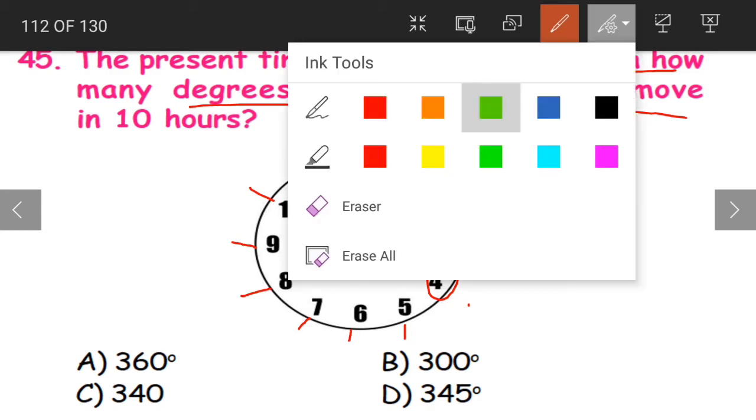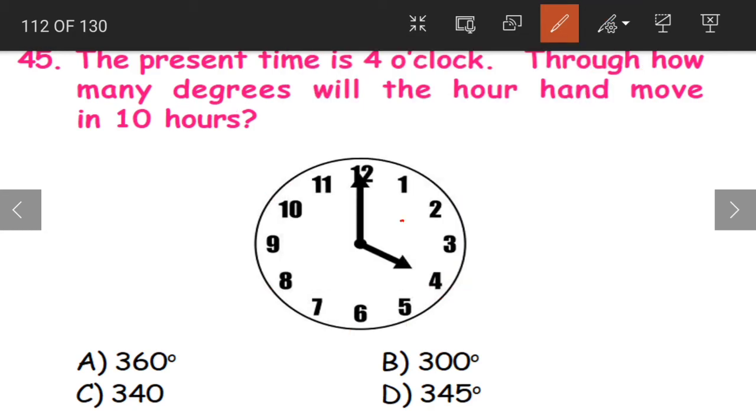Yes or no? But here we are going to find out the red part. How much has it moved? Now to find out that, what can we do? We know that the complete angle is equal to 360 degrees. So from that 360 degrees, if we remove this much, we will get how much the hour hand has moved. Yes or no? So how will we find out this one?